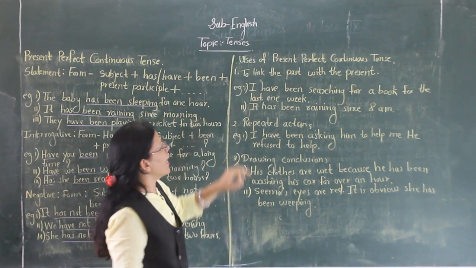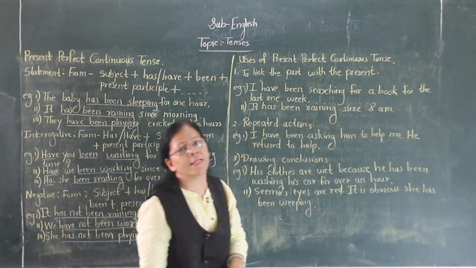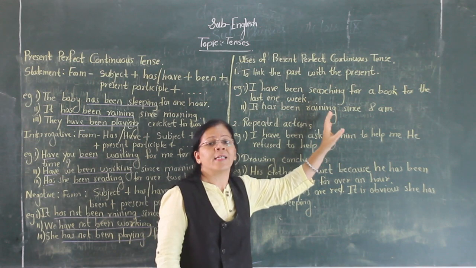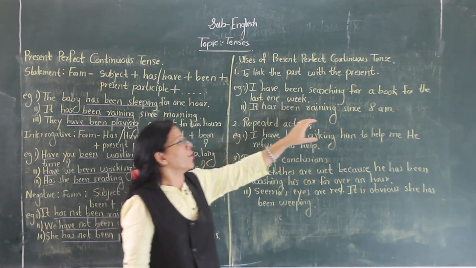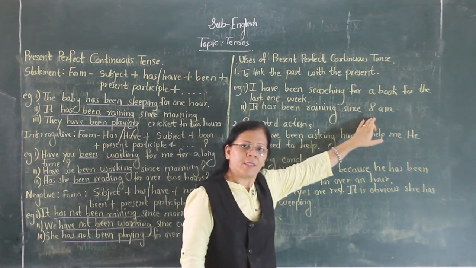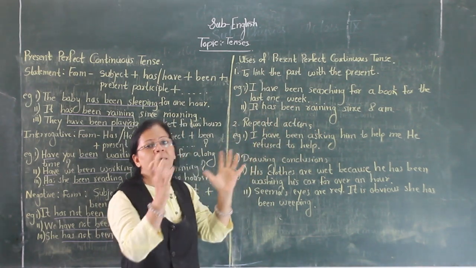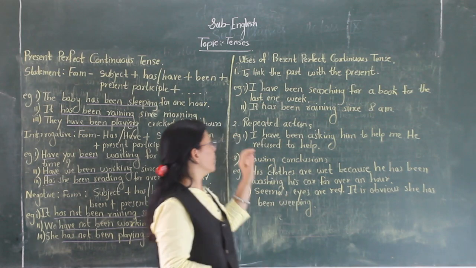Second example, it has been raining since 8 a.m. So it has been raining since 8 a.m., from a point of time, 8 a.m., it started raining and still it is raining. It means it links the past with the present.